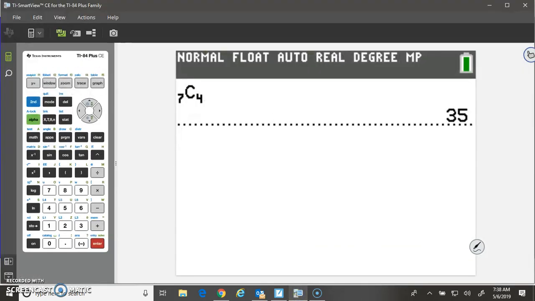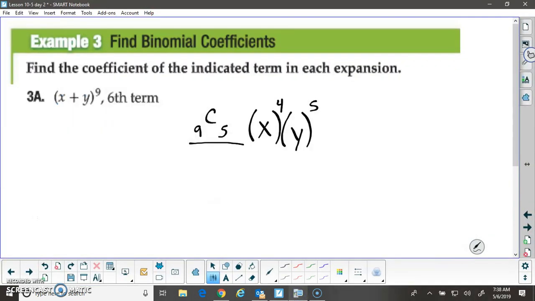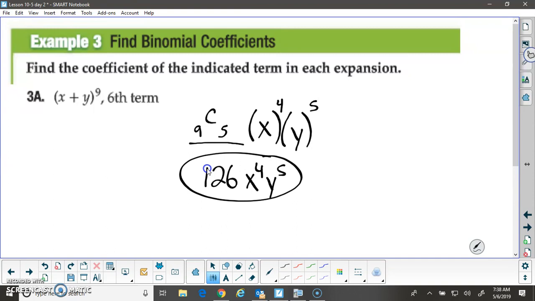Now, if we find 9 NCR 5, that gives us 126. And then we've got an x to the fourth, y to the fifth behind it. So that represents the sixth term.